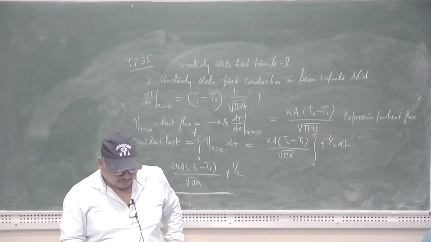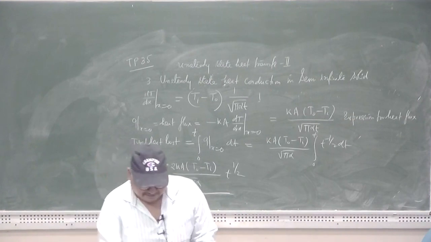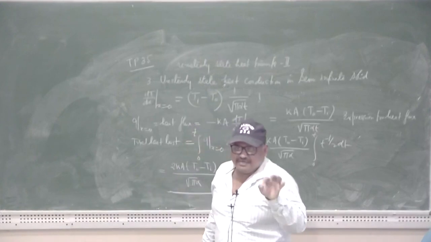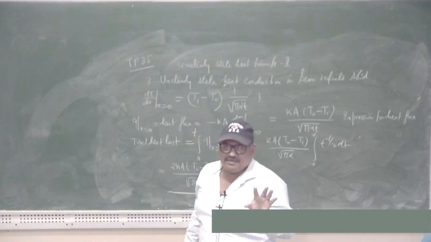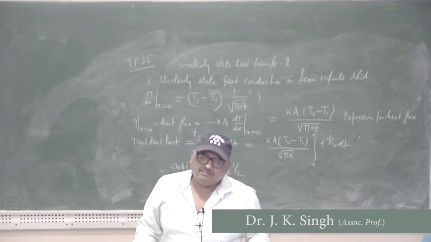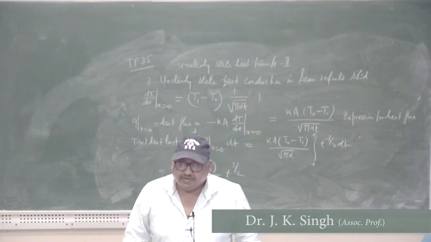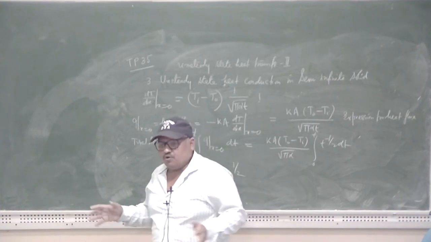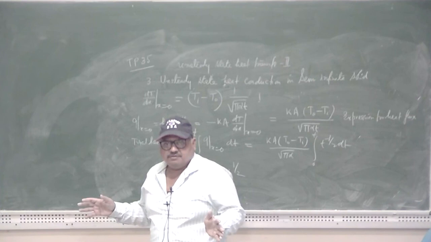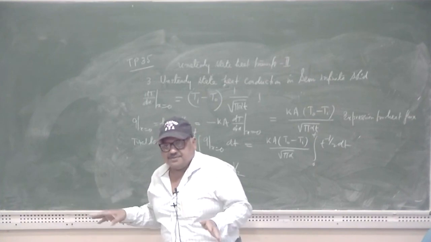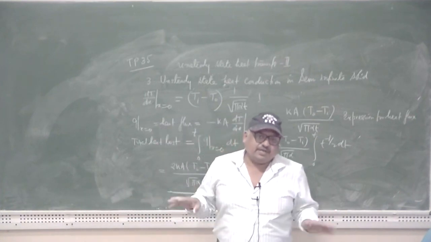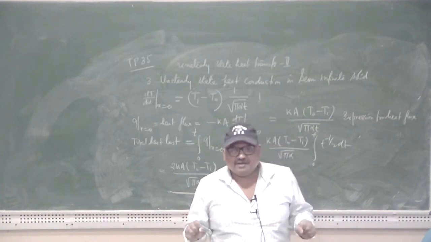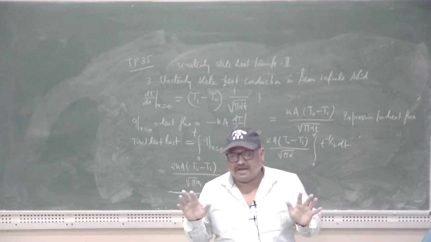In the next class, we will see the unsteady state heat conduction taking place if we subject a metallic plate to quenching, and that metallic plate has finite thermal resistance. Till now, we have dealt with cases in which there is no internal resistance, that is, the lumped heat capacity analysis is applicable. Now we will consider the case where the system or body has finite thermal resistance.